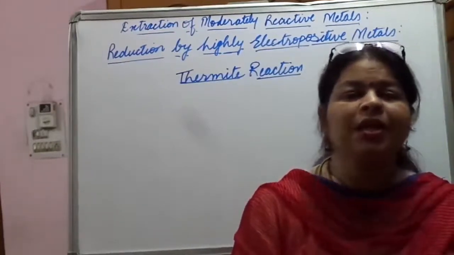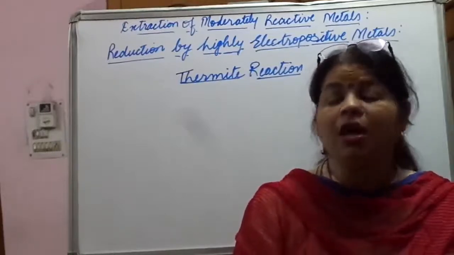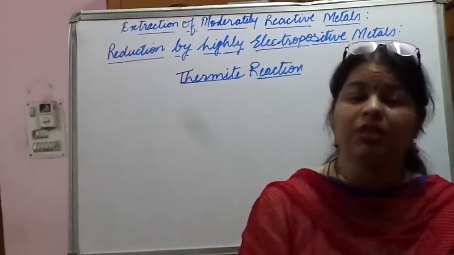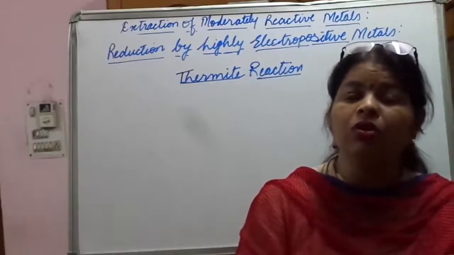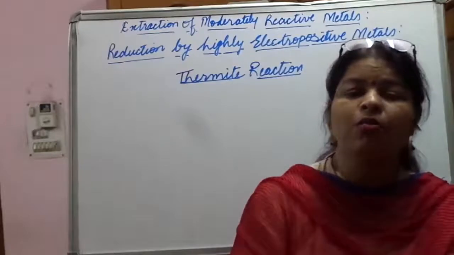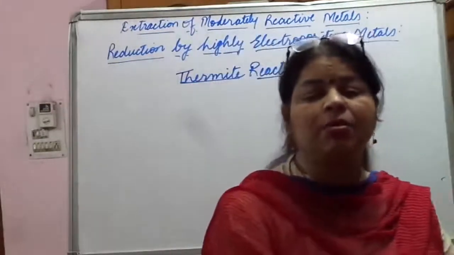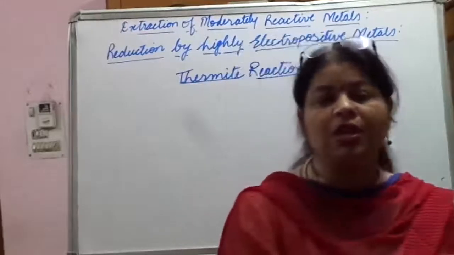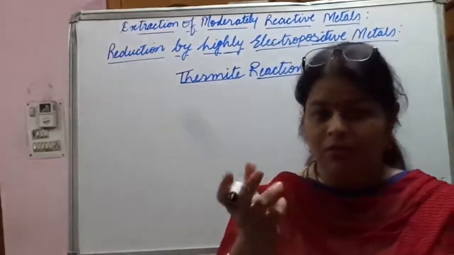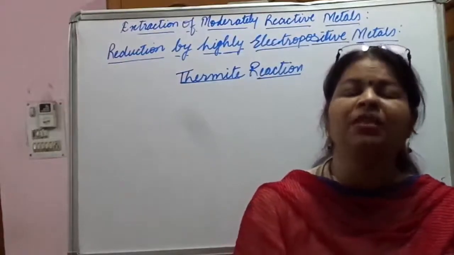Okay, it's a highly exothermic reaction, and a large amount of heat is evolved during this reaction, and the amount of heat released is so large that the metals are produced in the molten state. Okay, so let us learn about the thermite reaction in a very refined manner. See, extraction of iron by thermite process.